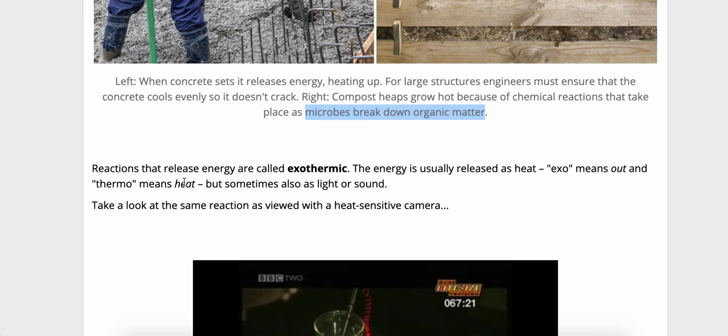So, reactions that release energy are what we call exothermic. The energy is usually released as heat, where exo means out, and the word thermo means heat. However, sometimes it is also released as light or even sound.